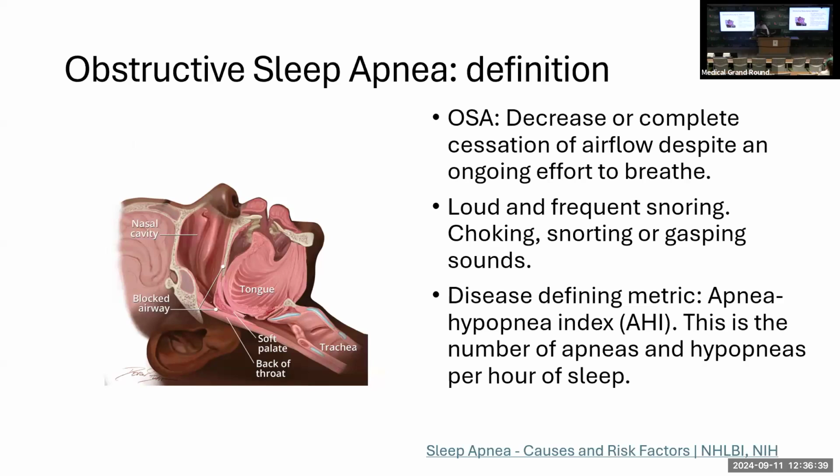Obstructive sleep apnea is a decrease or complete cessation of airflow despite an ongoing effort to breathe. The patients often have loud and frequent snoring. They also have choking, snorting, or gasping sounds when the airway reopens after obstruction. The disease-defining metric here is a measure called the apnea-hypopnea index, which is the sum of the apnea and hypopnea episodes that the patient has had per hour. As you can see here, when the patient sleeps, the tongue falls backwards. So does the soft palate and the uvula. This basically obstructs the airway, and that is what causes obstructive sleep apnea.